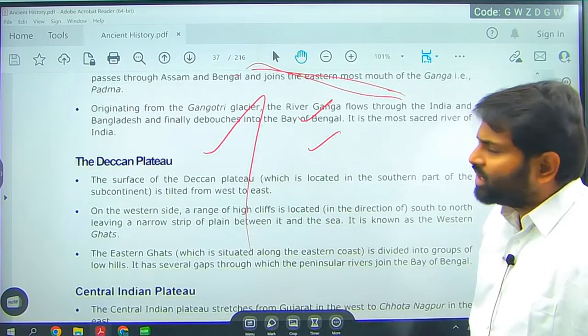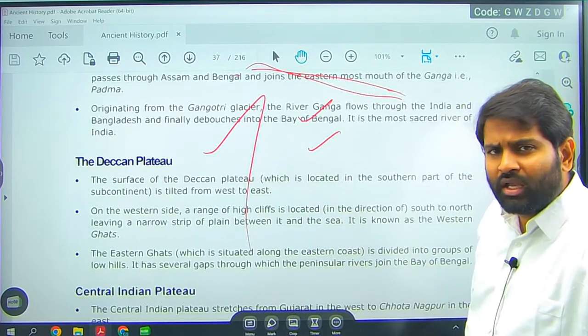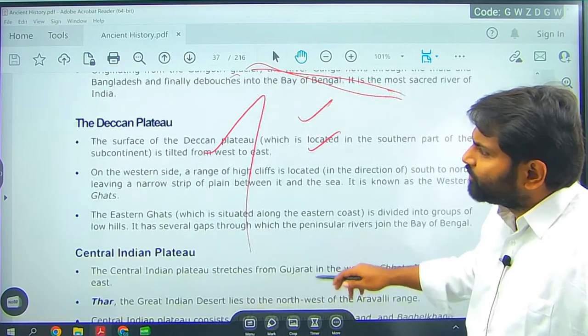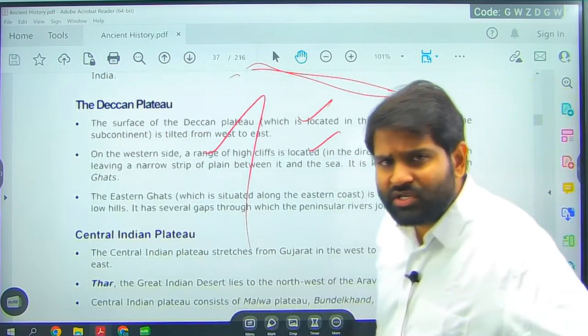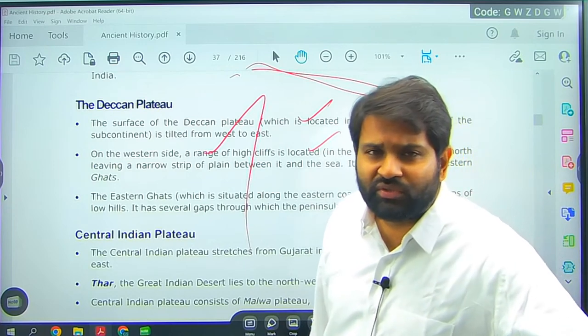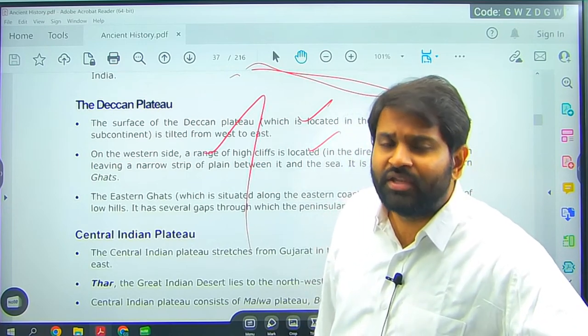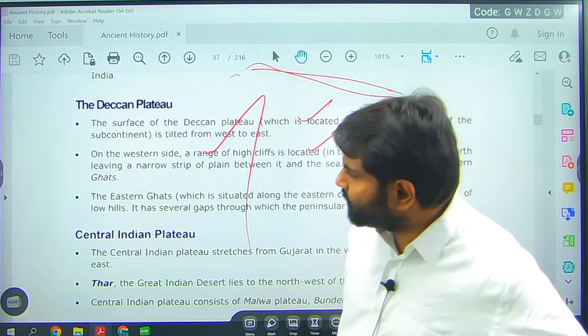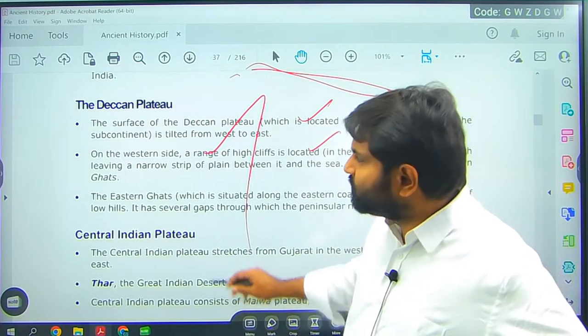Originating from the Gangotri Glacier, the River Ganges flows in India. It is the lifeline of India. So the Indus Valley Civilization and the Ganges Civilization are the places where civilizations dwelt in India in ancient times. These are very important rivers. Rivers are the source of civilizations, remember this.